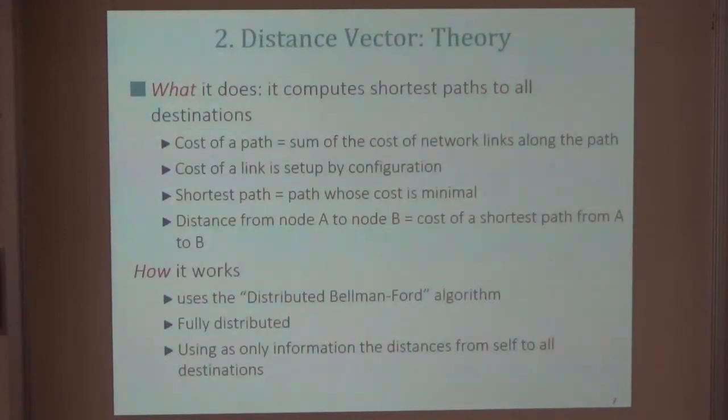It could be the length in kilometers if you really want to do something like Google Maps routing. But in the internet, it is probably more a cost that reflects the capability of the link. A low-speed link will have a high cost, and a high-speed link will have a small cost. If you have set up the cost, then you can compute the distances to all destinations. And the goal of distance vector routing is to compute all distances to all destinations.